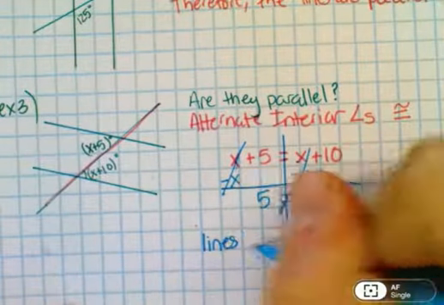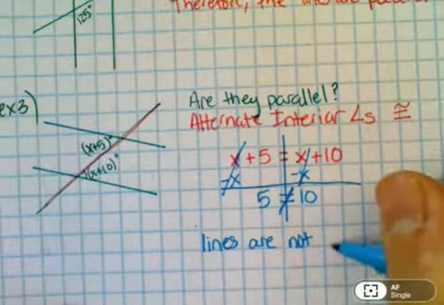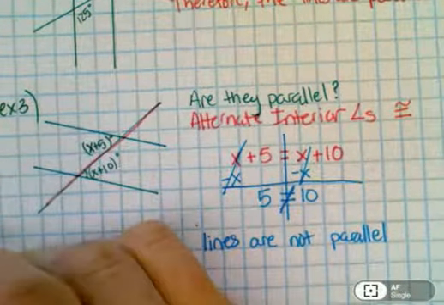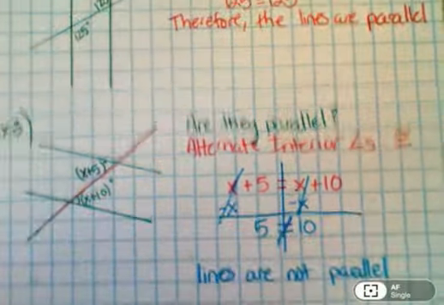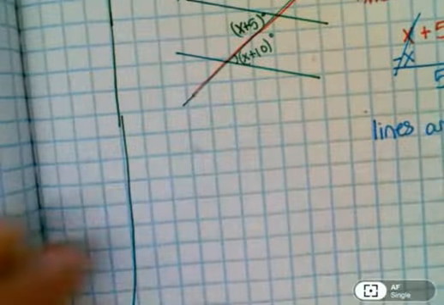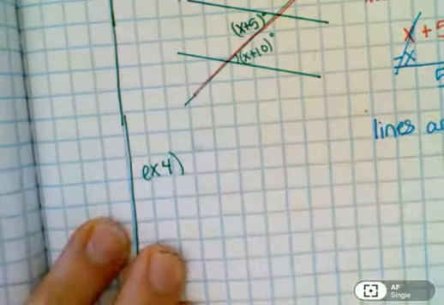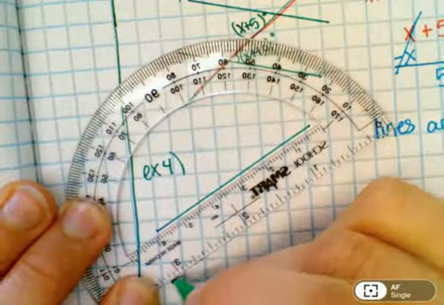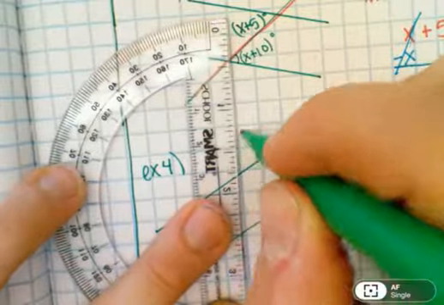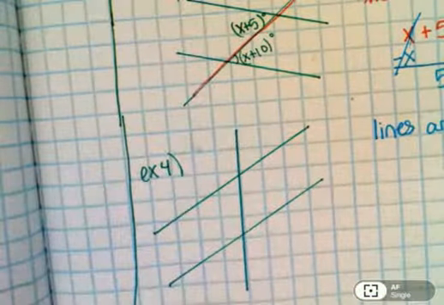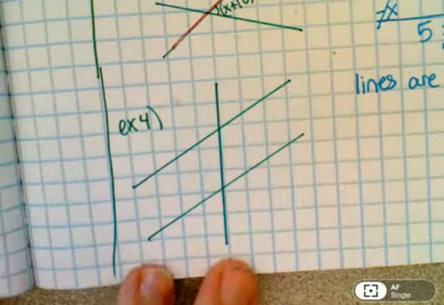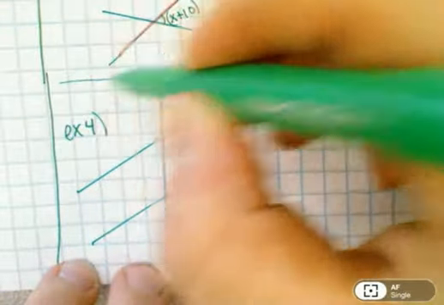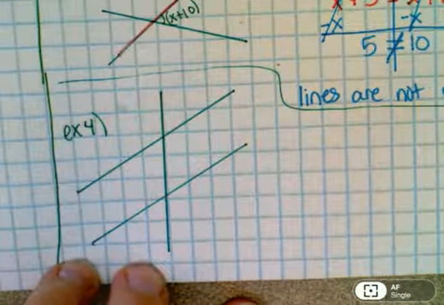And we need to write the lines are not parallel. I want to do one more example here. Example 4. So draw something like that for me. Here's my transversal. Here are my two intersected lines, and I want to know if those lines are parallel. And so I'm going to give you a little bit of information.